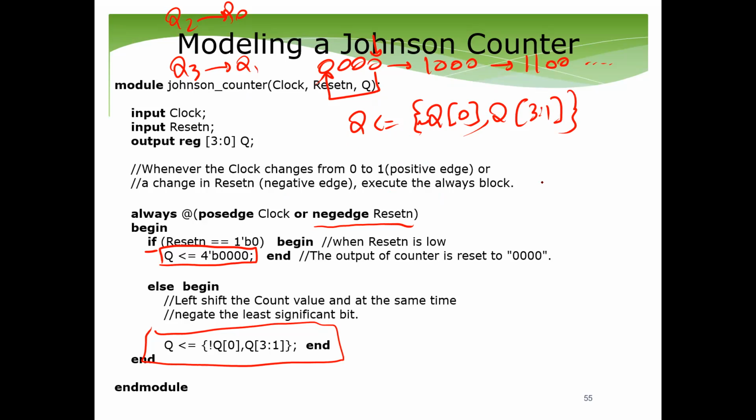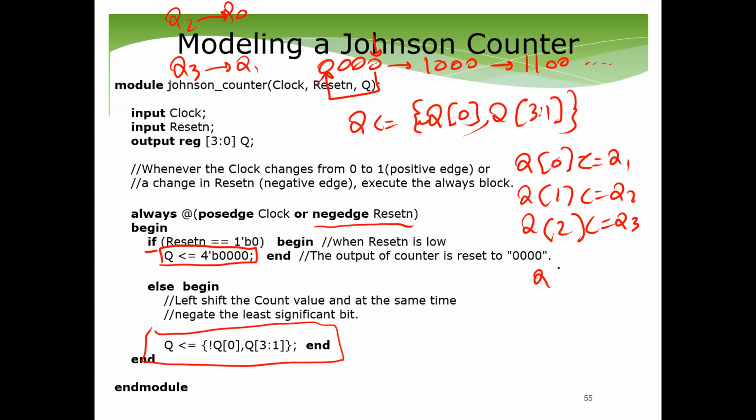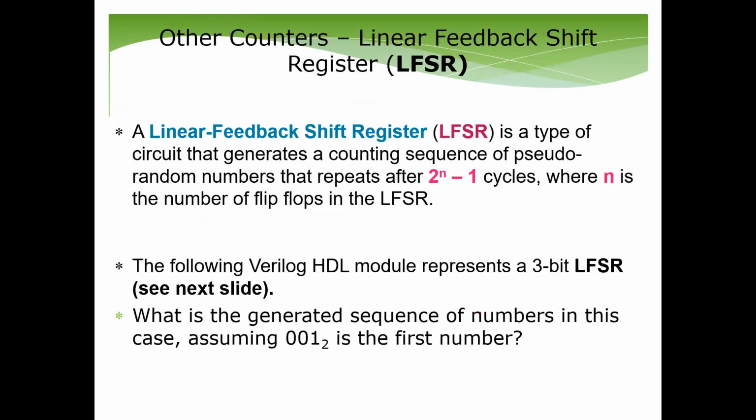If you don't like that, just write it one by one. So Q0 will read Q1, Q1 will read Q2, Q2 will read Q3, and then Q3 will be reading Q0 bar. So not Q0. Okay. These two are the same. So that's for the Johnson counter.